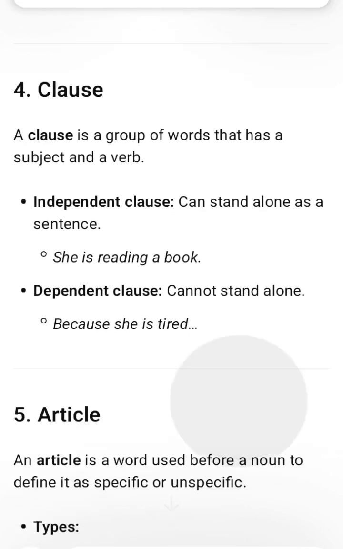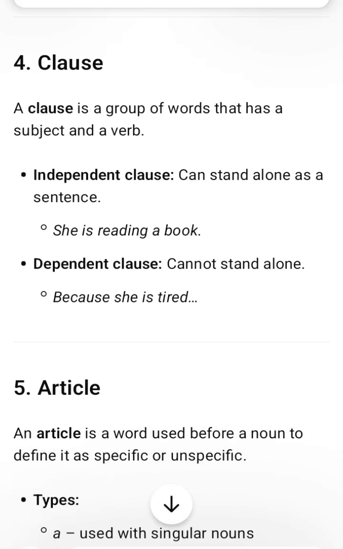4. Clause. A clause is a group of words that has a subject and a verb. An independent clause can stand alone as a sentence: She is reading a book. A dependent clause cannot stand alone: because she is tired.